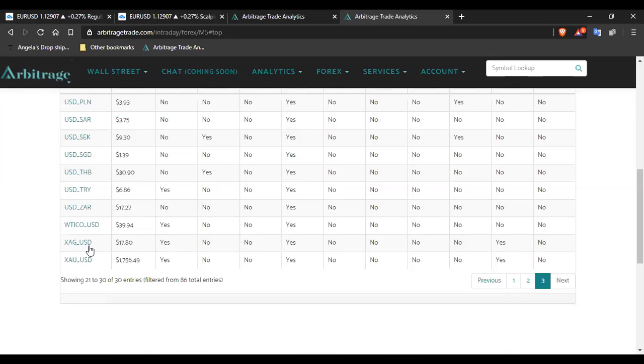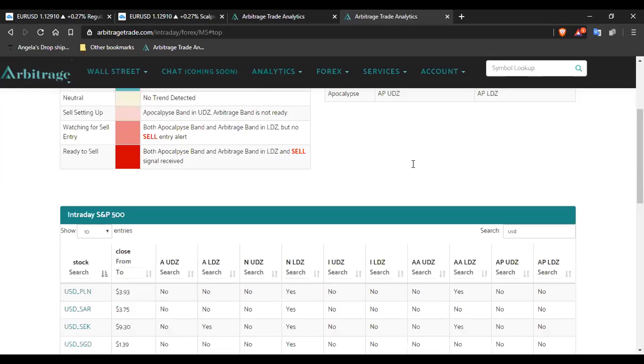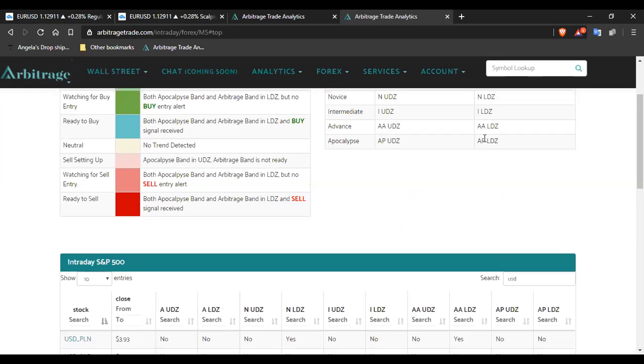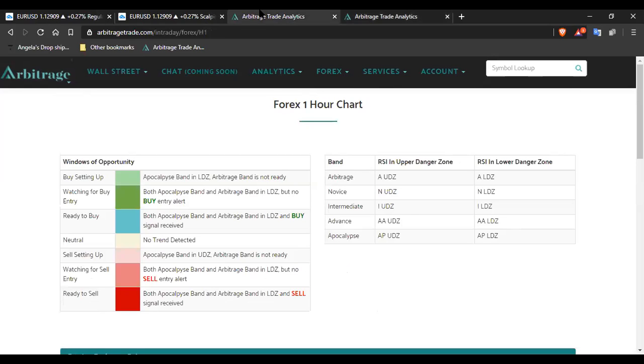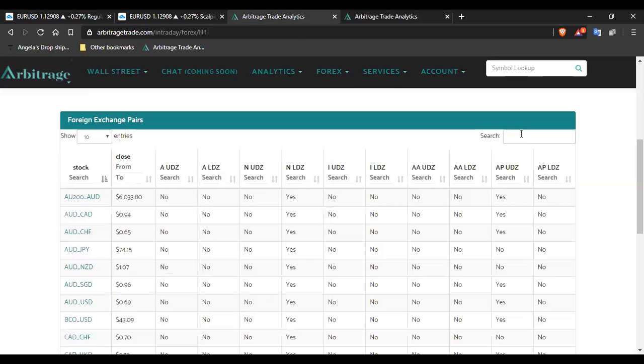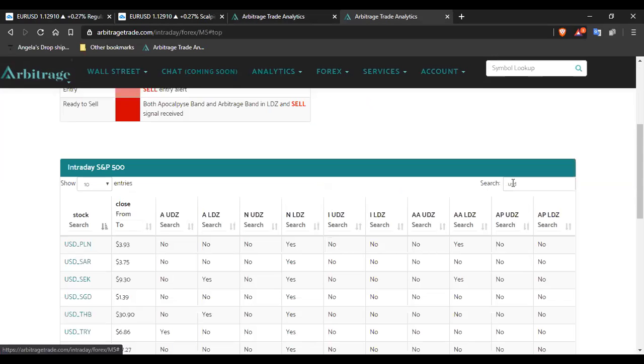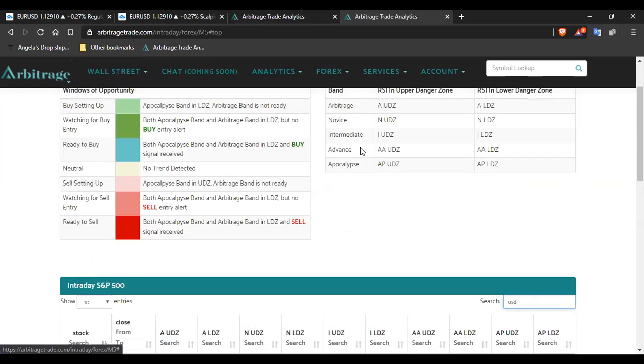So for gold, we have prices at the upper danger zone on the 5-minute chart. I'll go ahead and write that down for silver and gold. All right. We'll also go to the 1-hour and do the same thing: press USD and then upper danger zone. So on the 5-minute, that's what I'm pulling up.